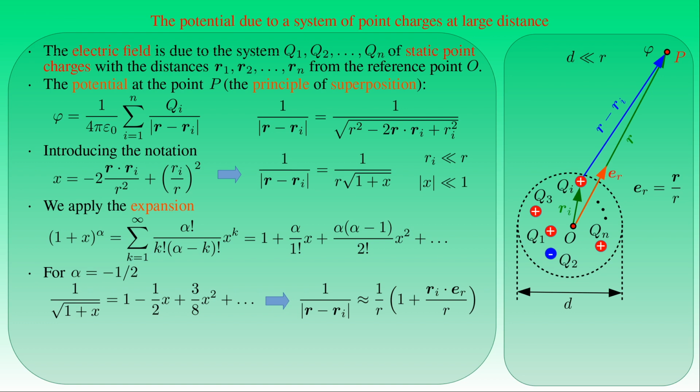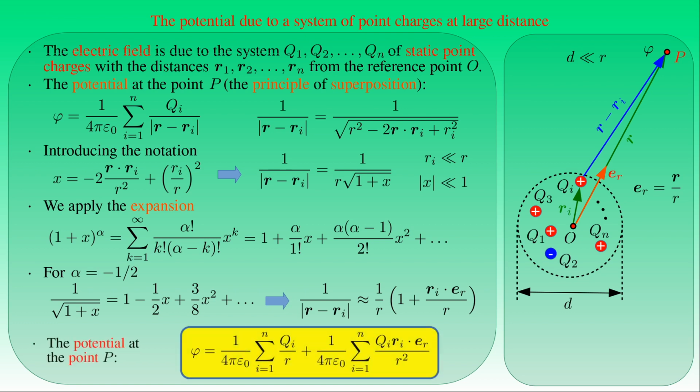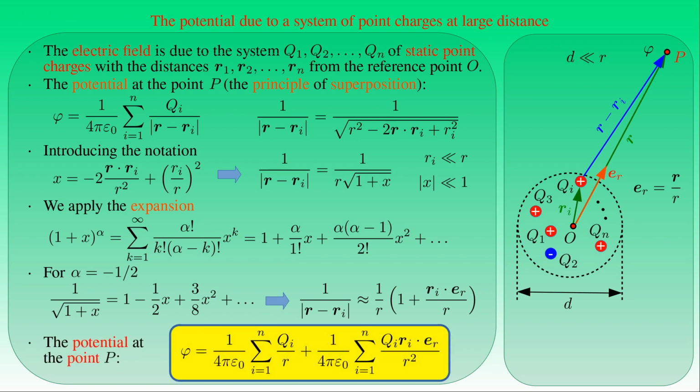By substituting this approximation into the equation of phi, we can write the electric potential at the point P due to the system of point charges q1, q2, ellipsis, qn as 1 over 4 pi times epsilon naught, times the sum of the charge qi divided by r from i equals 1 to n, plus 1 over 4 pi times epsilon naught, times the sum of the charge qi times the scalar product of the position vector ri and the unit vector er divided by r squared from i equals 1 to n. We note that the sum of the charges qi gives the total charge of the system of point charges, whereas the sum of qi times ri can be interpreted as the electric dipole moment of the whole system.